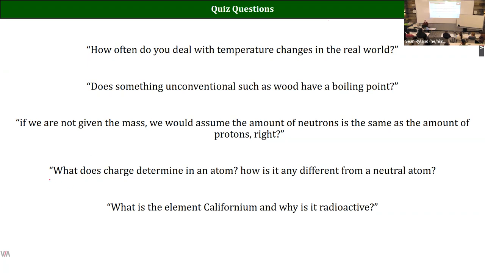All right, and last but not least, I'm going to rephrase this one slightly. What determines charge in an atom? We know that one, right? Electrons. Protons determine what element you have. Electrons compared to protons tells you what the charge is. Extra electrons means a negative charge. Too few electrons means a positive charge.